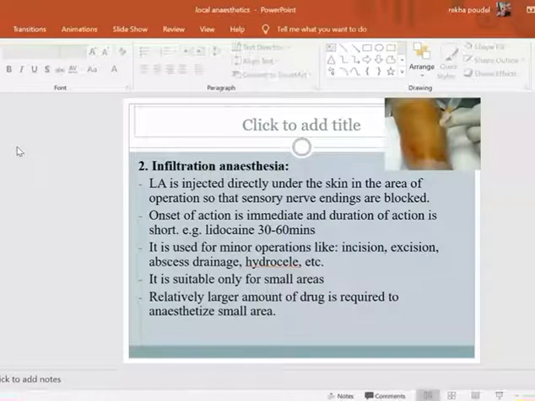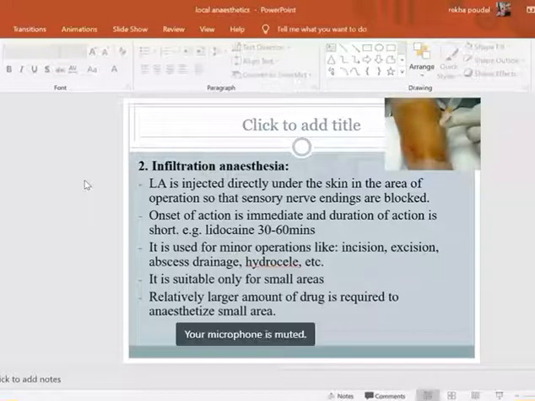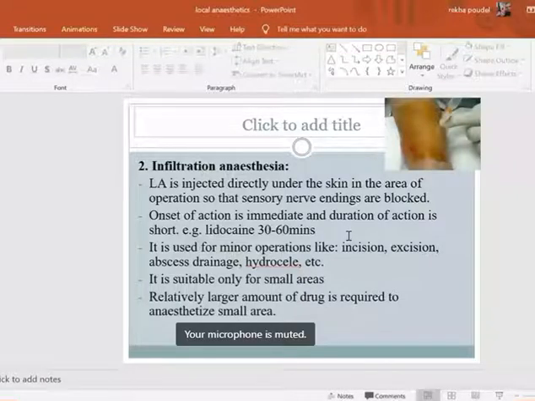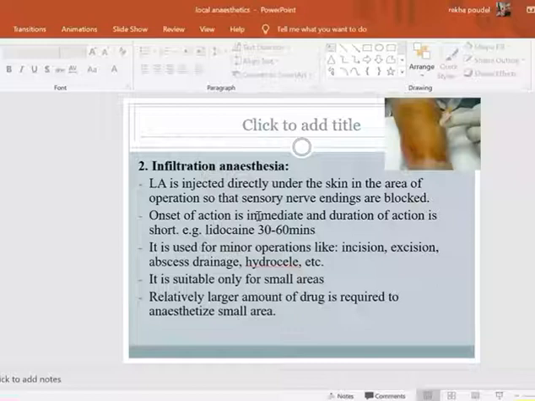So here local anesthetics are directly injected under the skin where we need to do the operation, and the onset of action is very quick, immediate, and duration of action is short, lasting for 30 to 60 minutes in case of lignocaine. So we have to finish the procedure between 30 to 60 minutes. Otherwise, if the procedure is prolonged, the patient may feel pain. So if the procedure is prolonged, after 60 minutes, we have to again inject the local anesthetic so that the patient will have loss of sensation in that particular area.